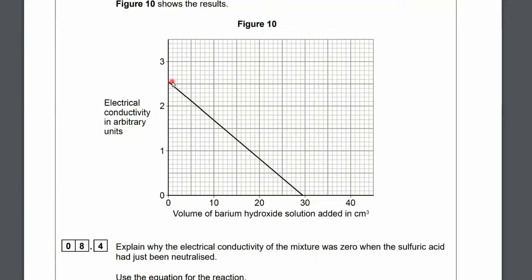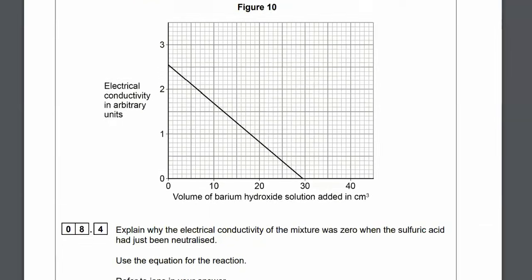So we've got 2.6 when the volume of barium hydroxide solution added in centimeters cubed is 0. However, once we get to adding nearly 30 centimeters cubed of barium hydroxide solution, then the electrical conductivity falls to 0. It will no longer conduct electricity. Let's get a look at this question further.